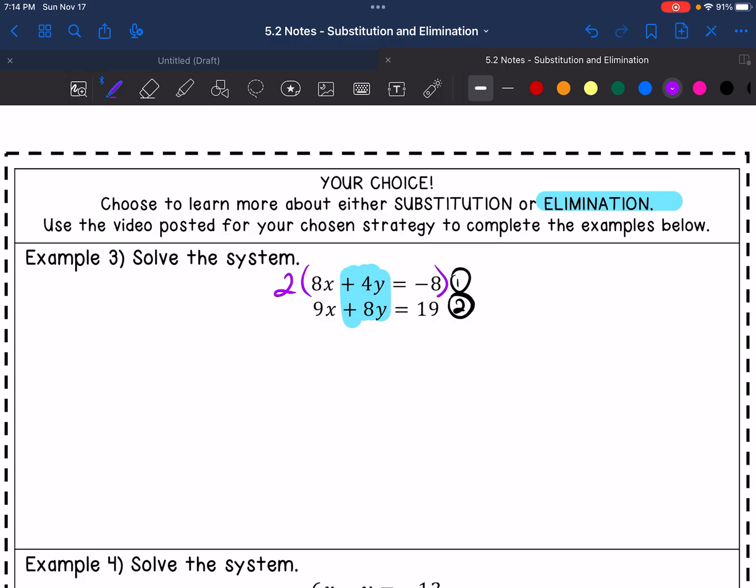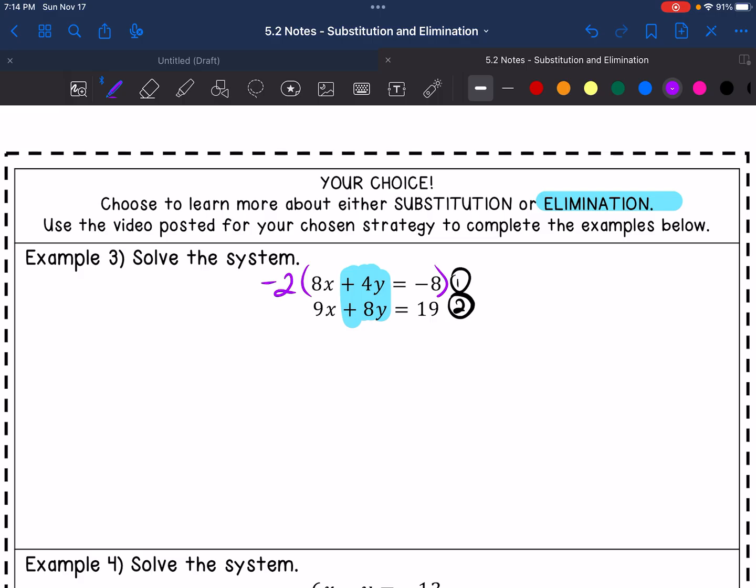Now, it's not enough for them to just be the same. I need them also to be opposite signs. So I'm actually going to multiply by a -2, because I want one to be a positive 8y and the other to be a negative 8y. Okay, and it doesn't matter which is which. It doesn't matter if it's the top number or the bottom number.